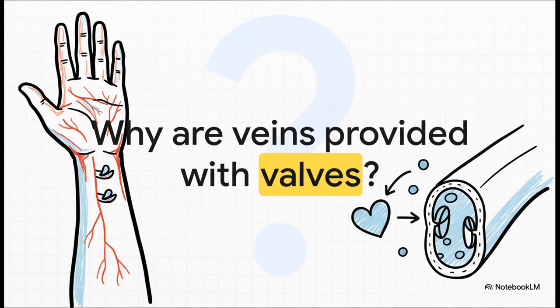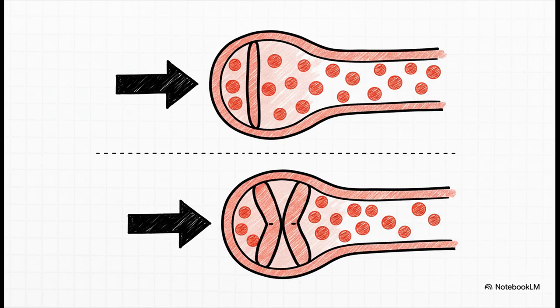Next up, the circulatory system. A simple question, but a really fundamental one about our veins. The answer is all about one crucial job: to prevent the backflow of blood. These little valves make sure blood only flows in one direction, straight to the heart.